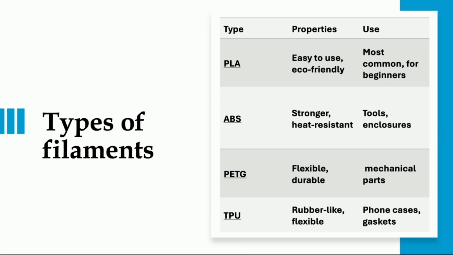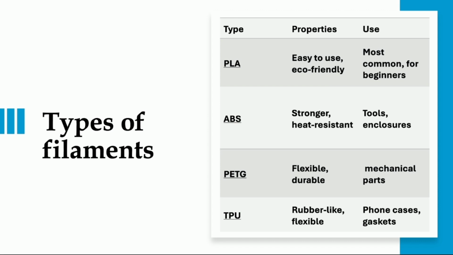PLA is easy to use because it has a low melting temperature. It is eco-friendly, most common across the community, and it is beginner friendly. ABS is stronger than PLA, more heat resistant, and it is used for tools or enclosures.